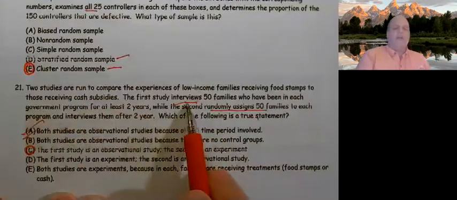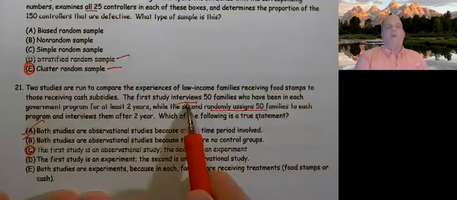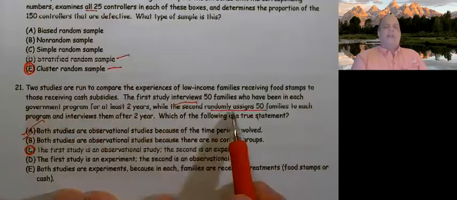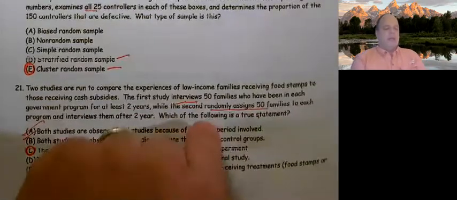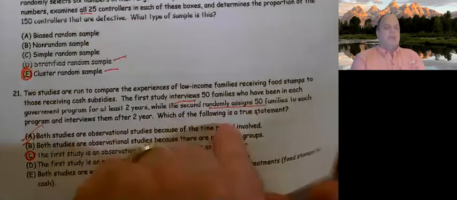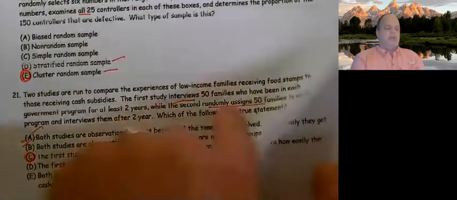Okay, this one they're interviewing you, doing what you've already been doing or have already done. Here we're randomly assigning you treatment. Random assignment of treatments is associated with experiments. Okay, so that 21 is letter C.